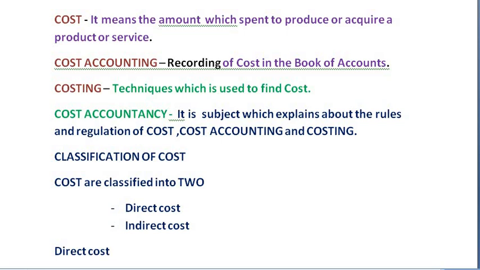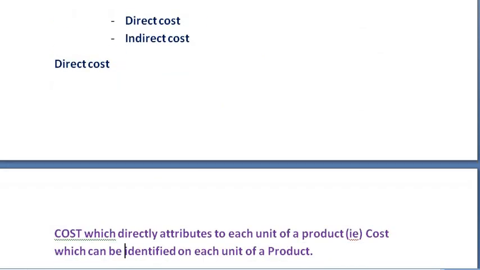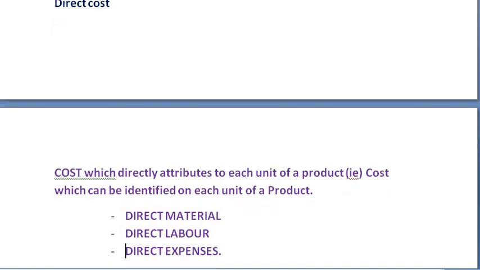First, what is the term direct cost? Direct cost refers to the cost which is directly involved in manufacturing a product or providing a service. Such cost we can call direct cost. Directly it is involved at the time of manufacturing. That's why it is called direct cost.